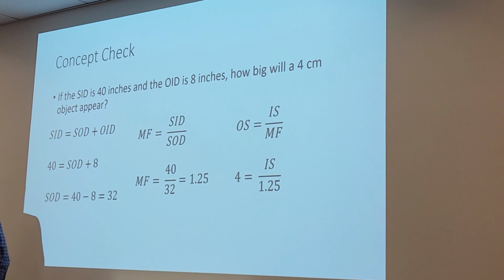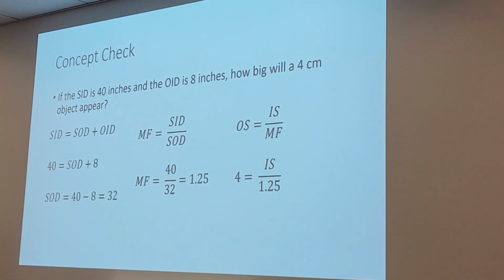Will they ever give you object size and not image size? That's possible. Do you multiply it when you do one side? That's right. You just multiply each side by 1.25. And so when you do that, you should get 4 times 1.25. And what does that give us?